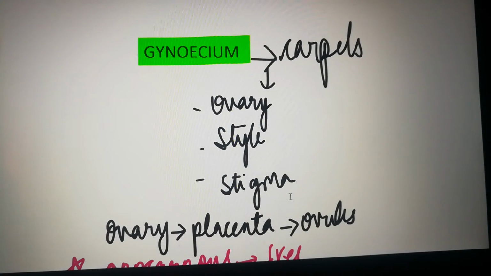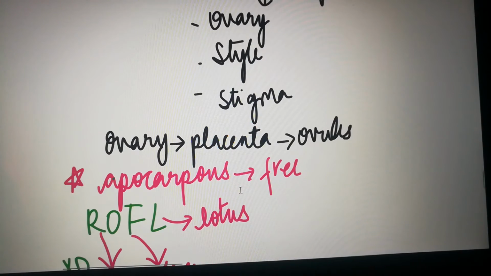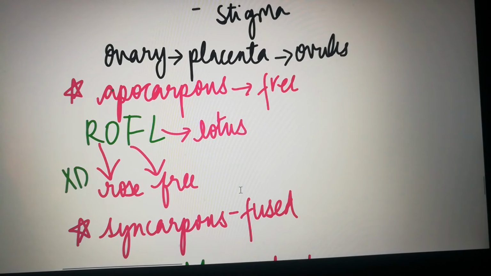Now, the last part of the flower, that is gynoecium, it is a female reproductive part of the flower, and it consists of units called carpels. Now, it has three parts, that is ovary, style, and stigma. Now, in the ovary, there is present placenta, in which there are locules, and in them are present ovules that are nothing but seeds, which after fertilization develop into seeds.